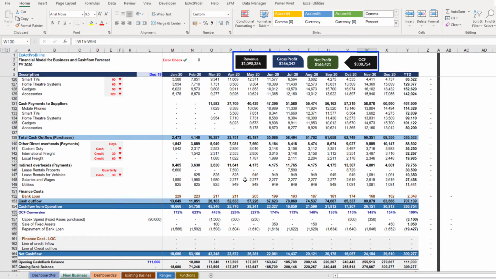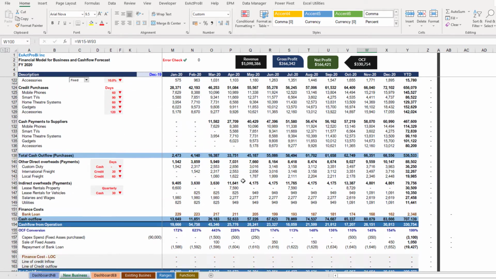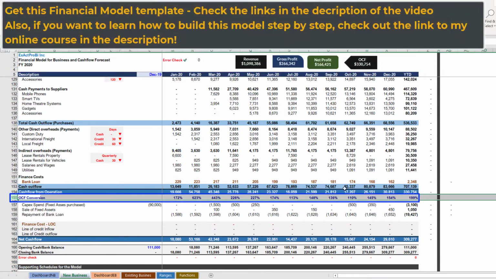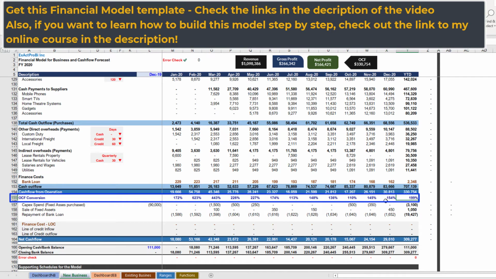So if you go to the OCF conversion down here in row 155, you're almost doubling your cash flow as compared to your profit. So this is a very good situation for a business. If you have this situation in the business, if the nature of your business allows this, you're in a good position to invest your additional cash flow in expanding your business and make your business a really big success.